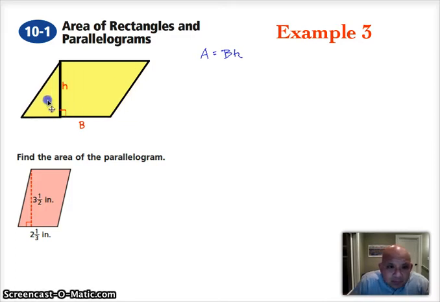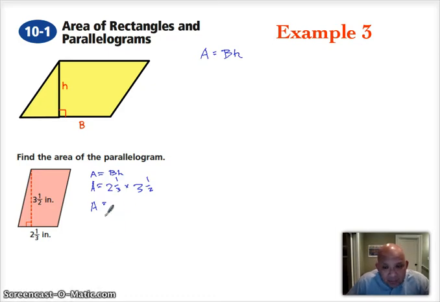Go ahead and return this so you can see it. Here we have a parallelogram. We're going to go ahead and write down the formula. That's how we started. Base times height. Area equals the base, which is 2 1/3, times the height, which is 3 1/2. I'm going to go ahead and skip some steps here and go right to the answer. The answer will be 8 1/6. And then the label will be inches squared because we're dealing with area.